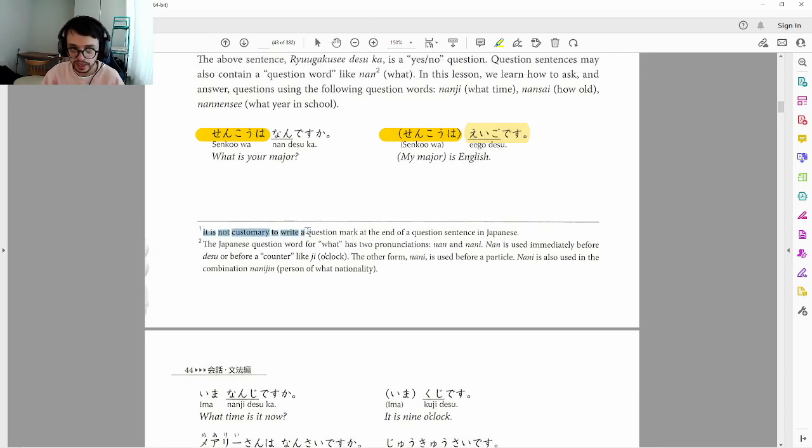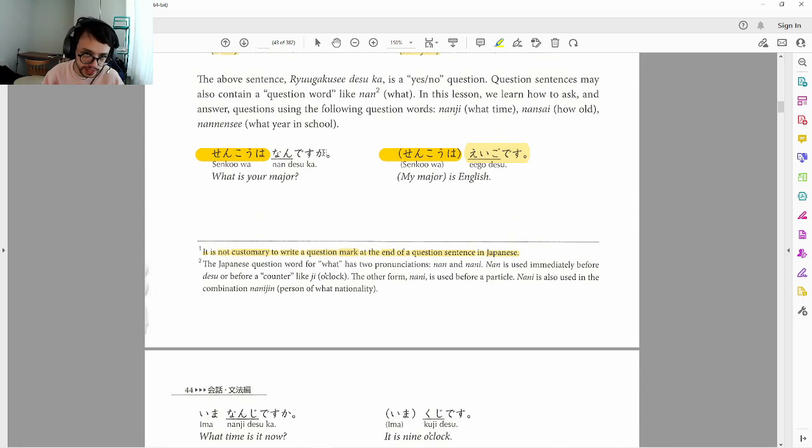Few little tips here. It is not customary to write a question mark at the end of a question sentence in Japanese. All right, so you can see here desu ka, and then there's actually a period, because the ka is a question mark in a sense, right? It does this job, so it's almost redundant to do it twice, right? And then the question word for what has two pronunciations, nan and nani. Nan is used immediately before desu or before a counter, like ji, clock. The other form, nani, is used before a particle. Okay, there you go. There's your real explanation.